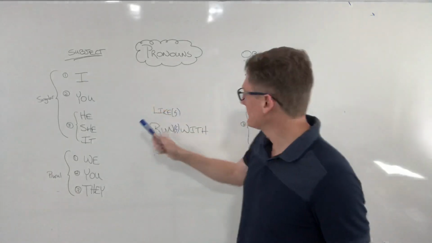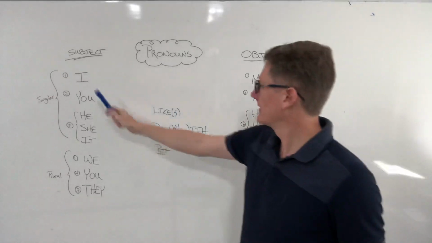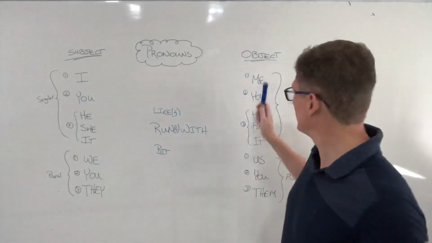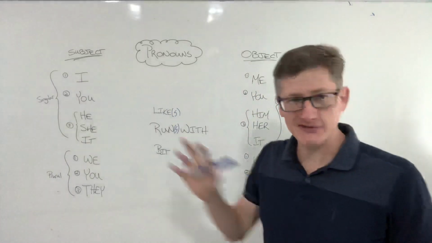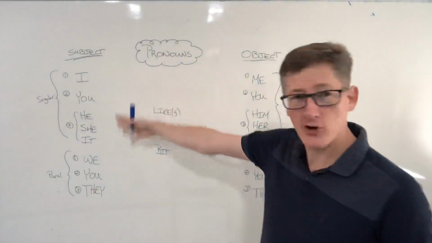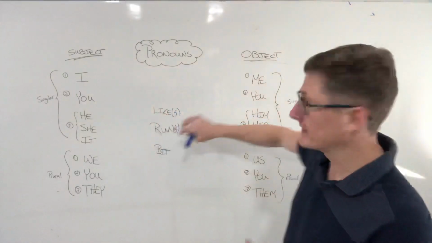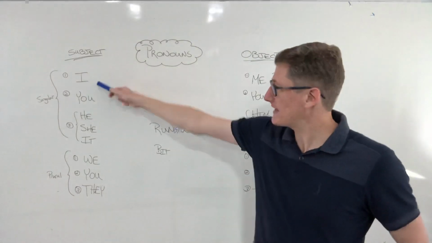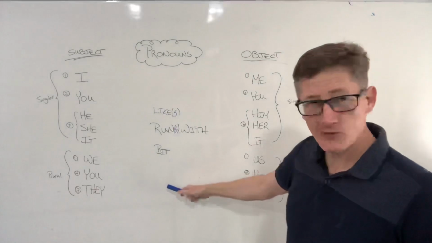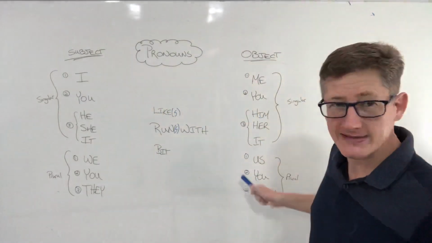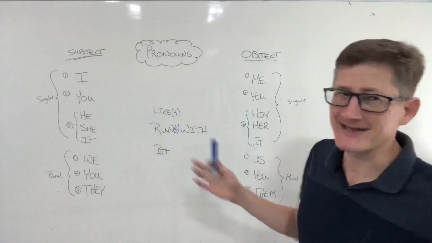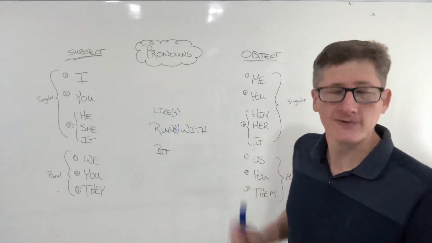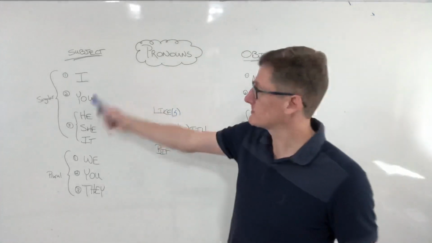So, I like you, I run with them, I bit it. Do you start to understand how you can use any of these pronouns over here with a verb and a pronoun over here? Now, technically, you could use every one of these pronouns with every one of these verbs and every one of these pronouns over here. Technically, some of the sentences might sound kind of strange, right? Wouldn't be very clear, but technically you could.